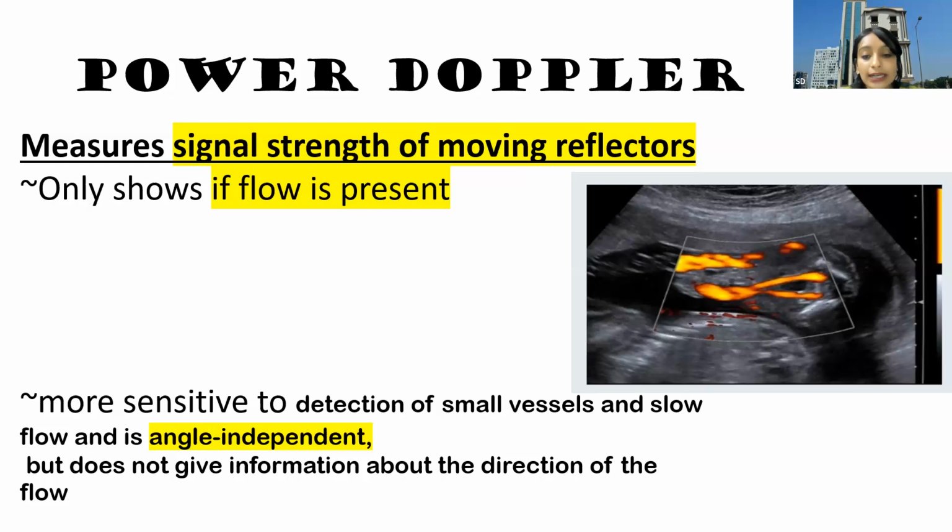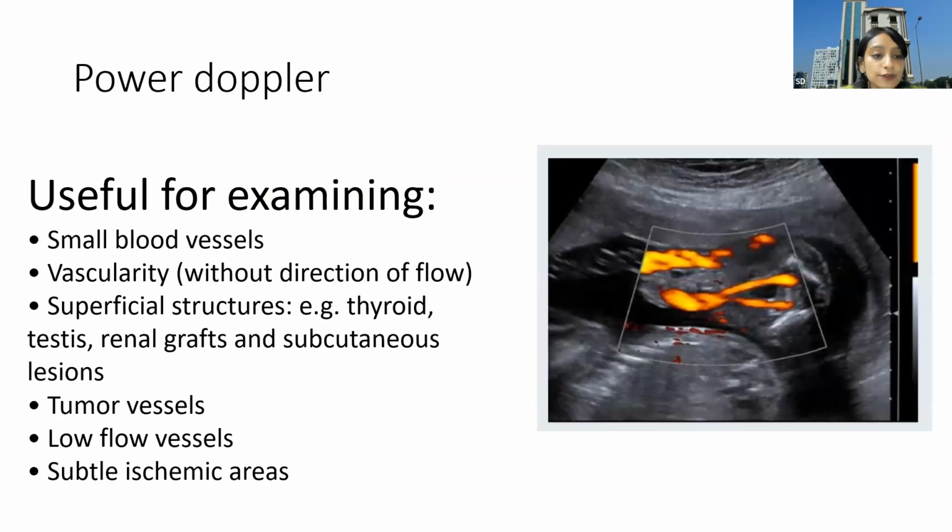So if we are trying to find small vessels or any neovascularization, we use the power Doppler. Power Doppler is useful for examining small blood vessels or any low flow, slow moving blood vessels. If we need to see vascularity without the direction of flow, just whether there is any blood flow or not, we use this mode. We also use it for checking superficial structures like the thyroid, the testes, renal grafts, or subcutaneous lesions. Tumor vessels like neovascularis, and low flow vessels are seen.